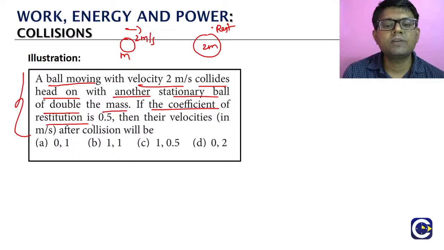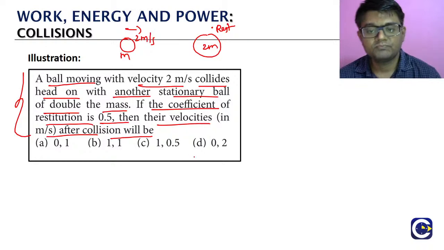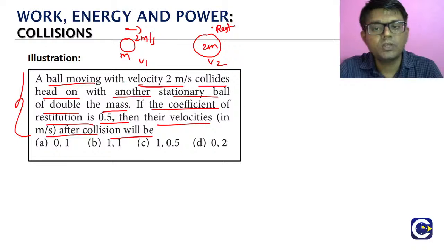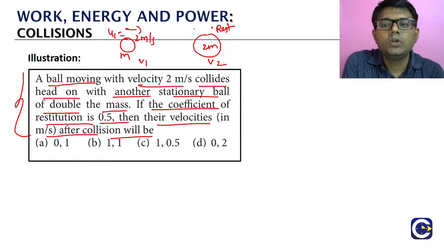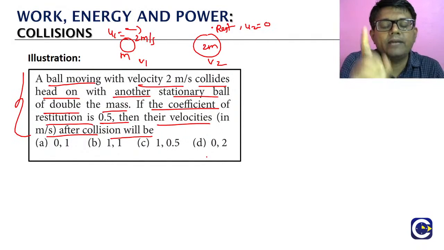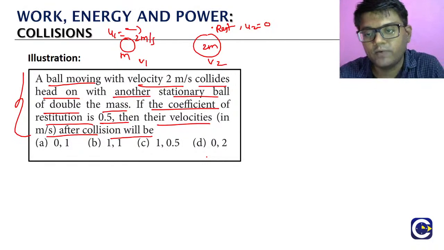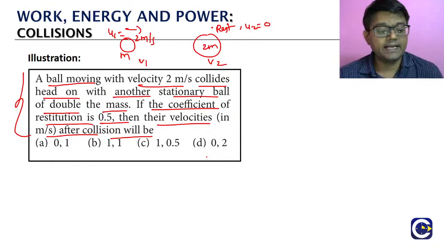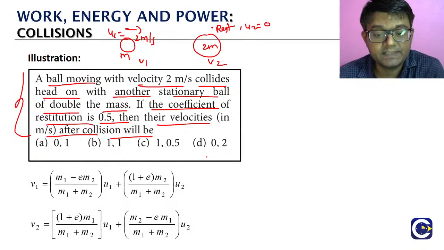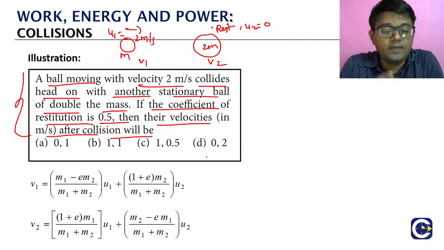If the coefficient of restitution is 0.5, then their velocities after collision will be? Means we have to tell what is the v1 value and v2 value. u1 is given, right? u1 is 2. u2 is at rest, means 0. We have to find v1 and v2. So how do we do it? Like I said, if we remember those two velocity expressions, v1, v2 expressions, we can straight away look in that formula. E is given to us as 0.5.